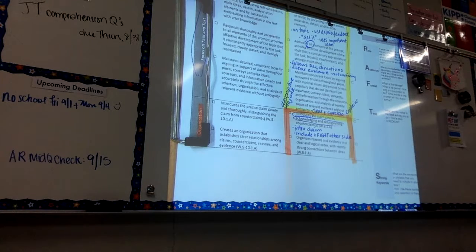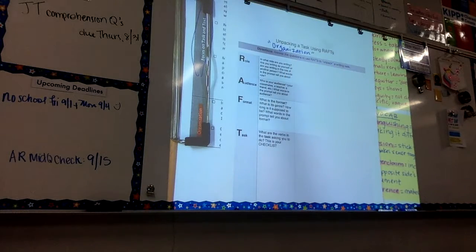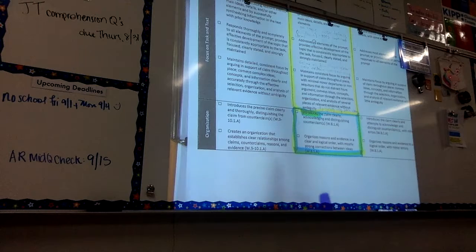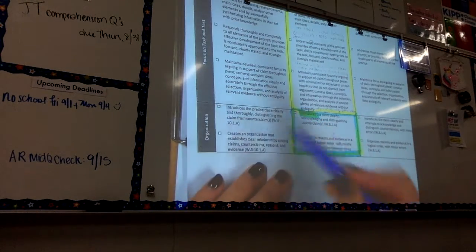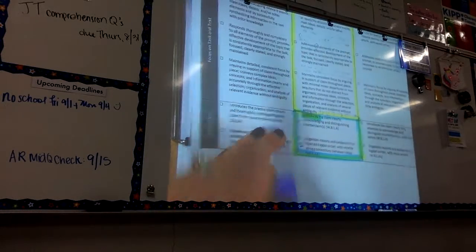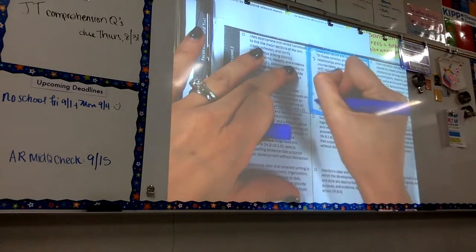All right. Let me have somebody else's rubric. Okay, so yours looks like this. Your raft looks like this. And you already have your highlighting done. So we're looking at organization. And remember, organization has part 1, 2, and then also, here comes 3 and 4.